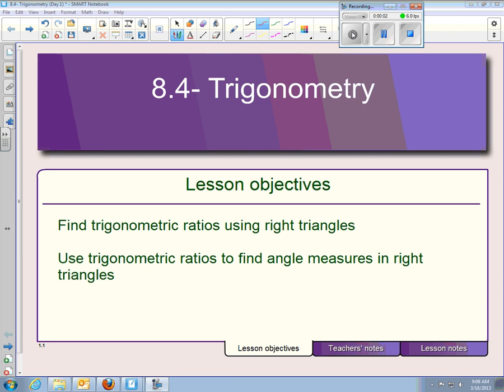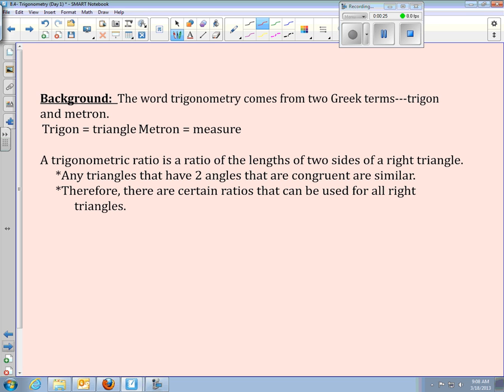Hey guys, today we're going to do 8.4 on trigonometry, and I'm just going to do day 1 notes in this video. I'll make a separate video for day 2 notes, but our objectives are going to be the same for both days. So we're going to find trigonometric ratios using right triangles. Remember, chapter 8 is all about right triangles. And then we're going to use those trigonometric ratios to find angle measures in a right triangle. So that's probably going to be more towards what we're going to do with the day 2 video.